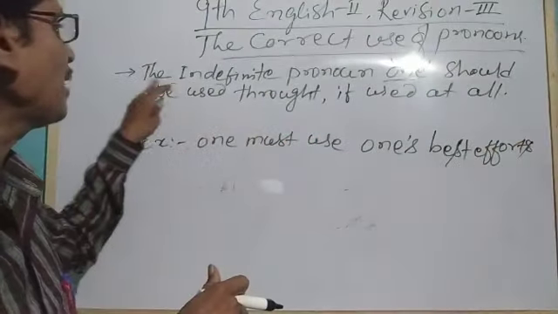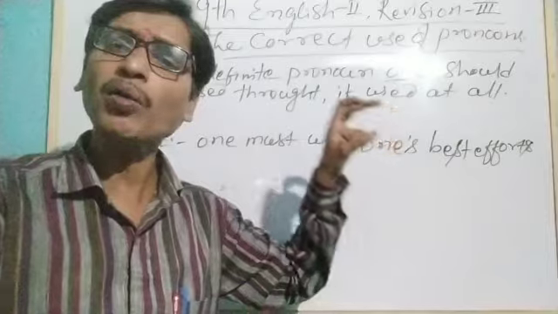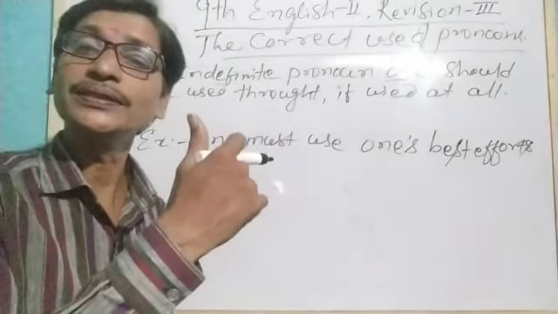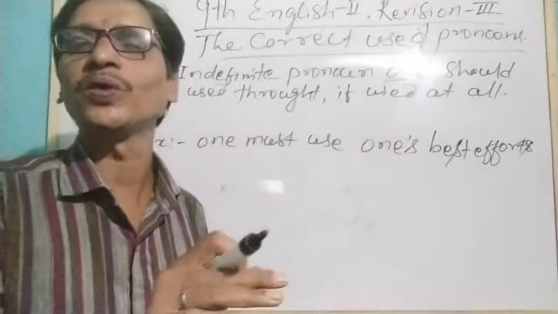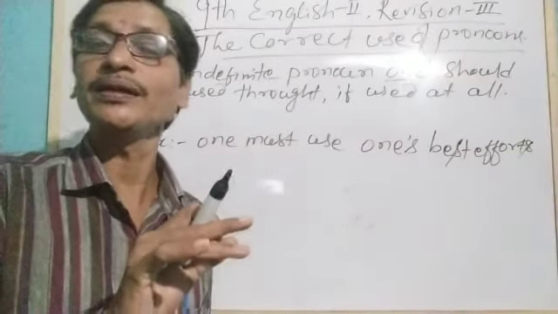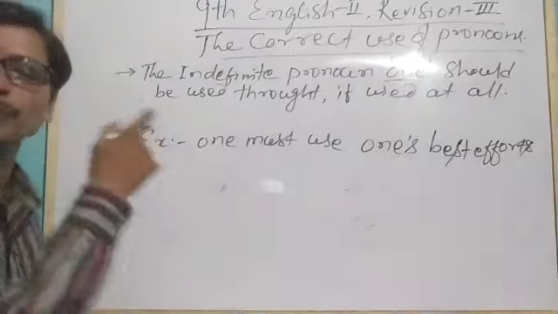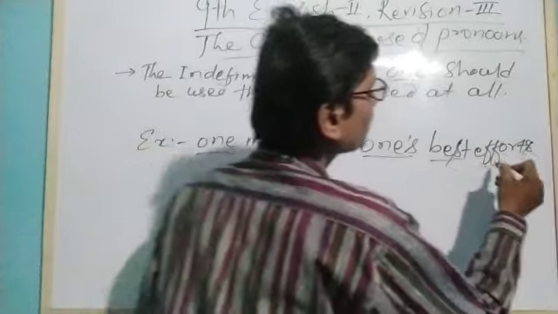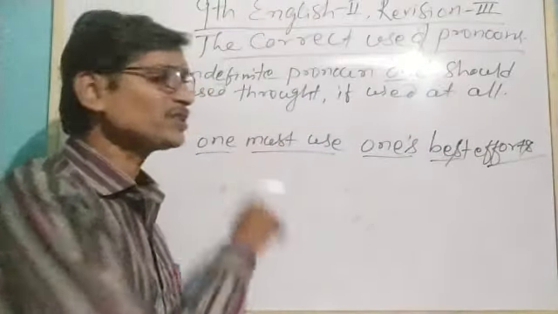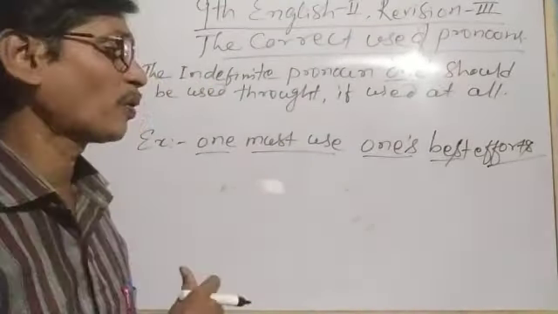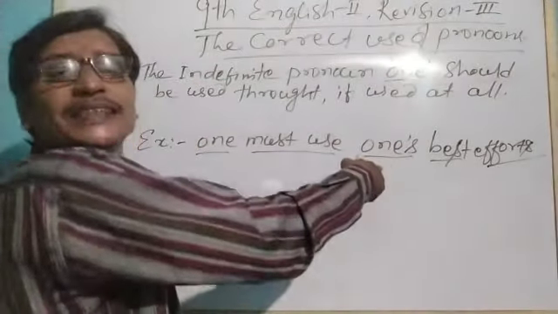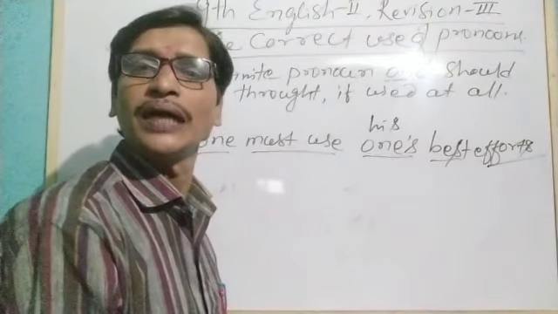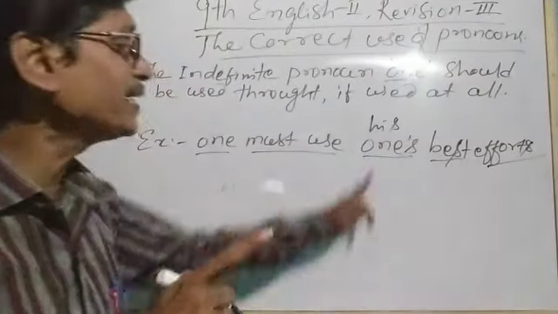That means if we have used the indefinite pronoun one at the beginning of our sentence, wherever we use this, we have to use one only. We cannot use some other pronouns. You see, here is an example given. One must use one's best efforts. So in place of this one's, we cannot write his. Understand? One cannot write his best effort.